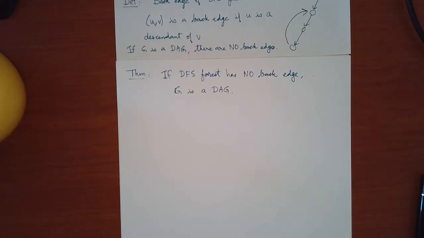P implies not Q is not the same as not Q implies P. That's exactly right. P implies Q is the same as not Q implies not P. Okay? They're different. Right? So this is important. These are distinct.